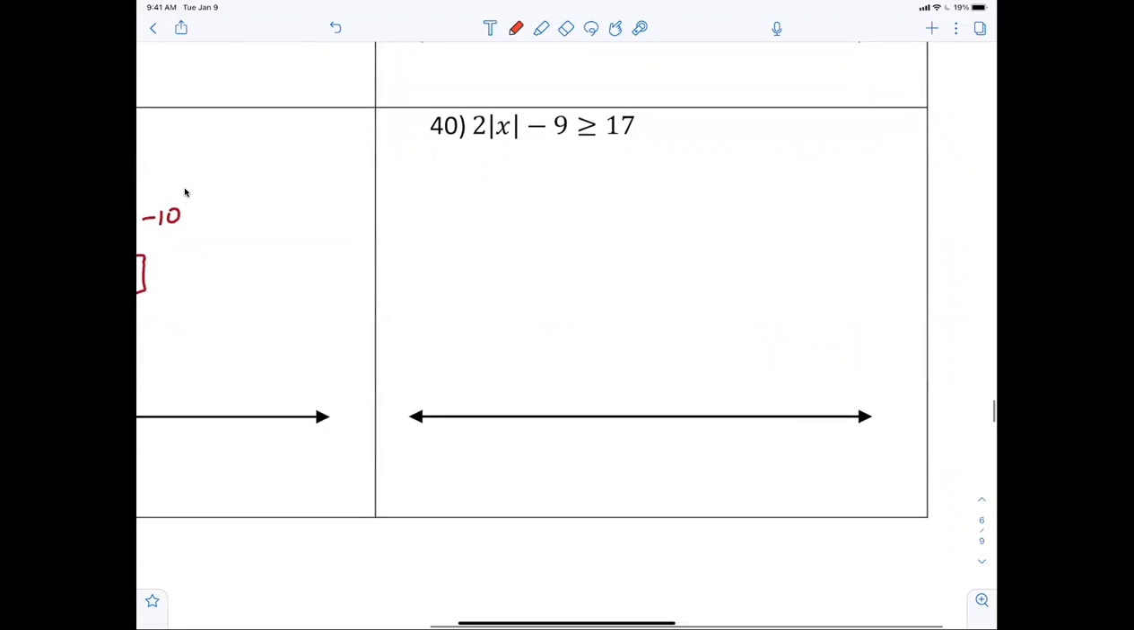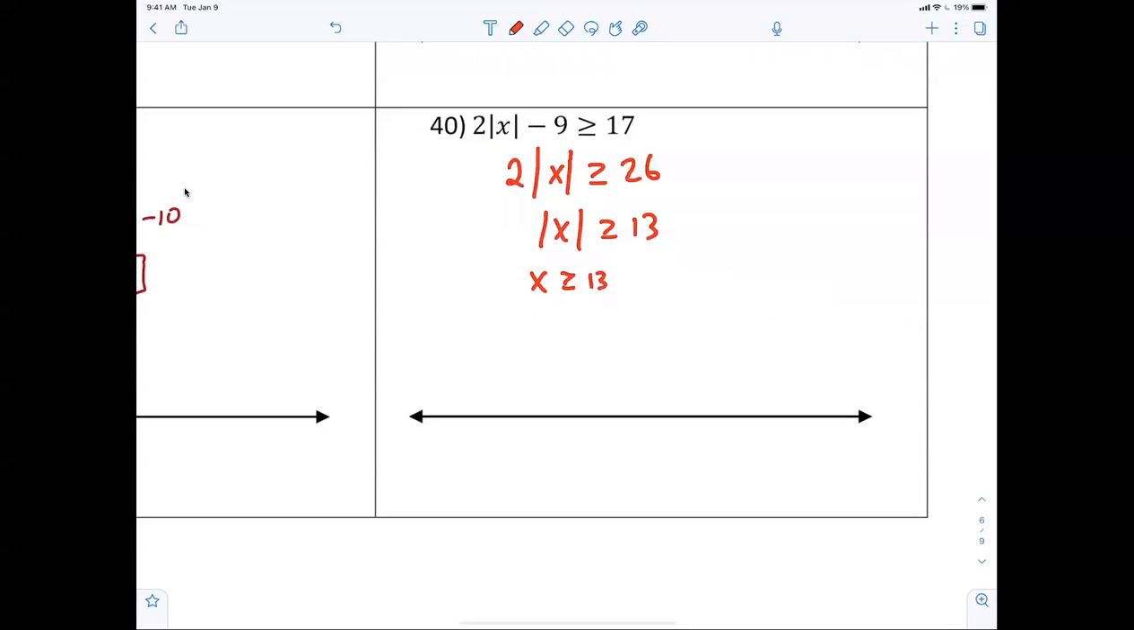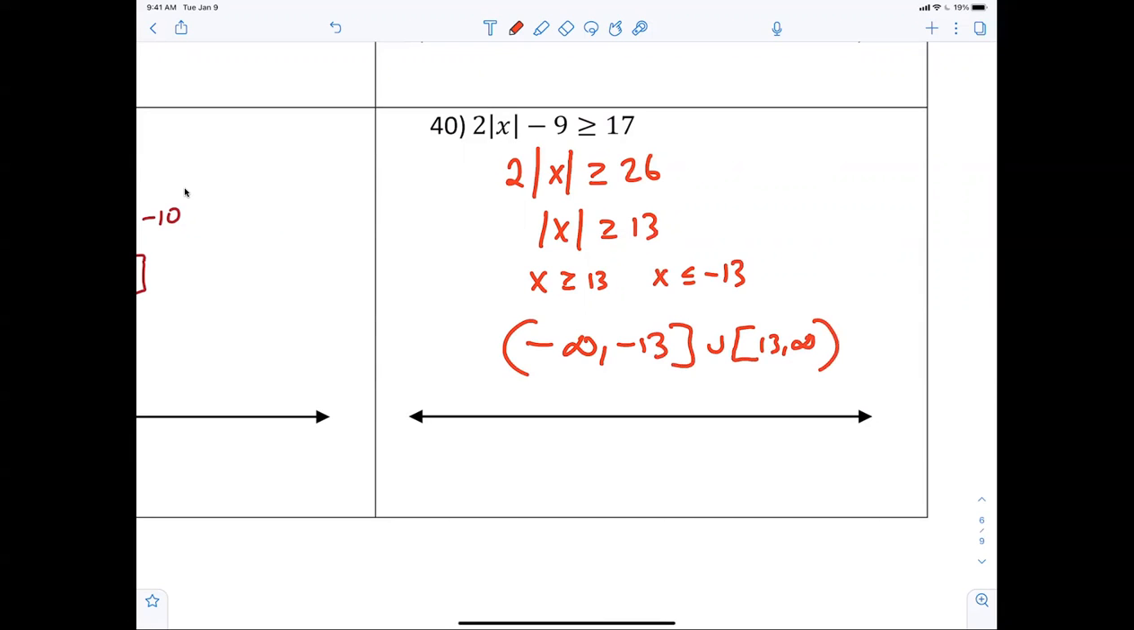Let's knock out 40. What do I have to do on 40? Add 9 first, right? Because we're isolating. So 2 absolute value of x is greater than or equal to 26. And then what? x is greater than or equal to 13. So now x is greater than or equal to 13, x less than or equal to -13. Again, or. All right, -infinity to -13, and 13 to infinity.